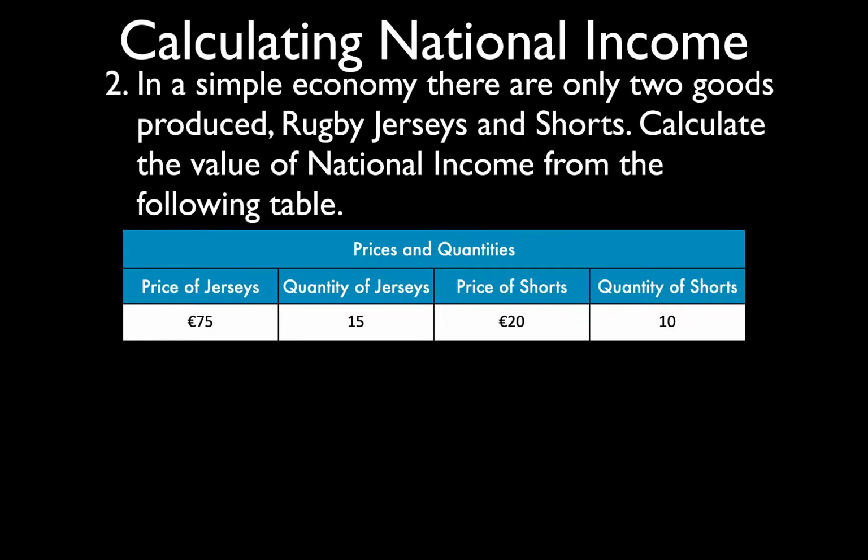That is national income. Now let's make it slightly more difficult. Now there are two goods that are produced, rugby jerseys and rugby shorts. Okay, so now what we are saying here is that the price of rugby jerseys is 75 and the quantity of rugby jerseys that was produced was 15. This 75 is the value of each rugby jersey produced, €75, and there were 15 of them produced.